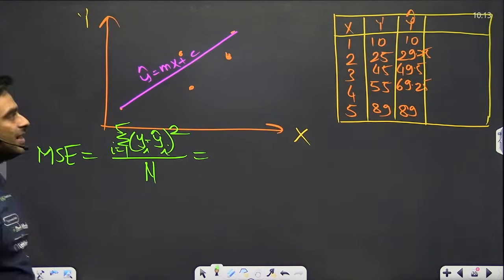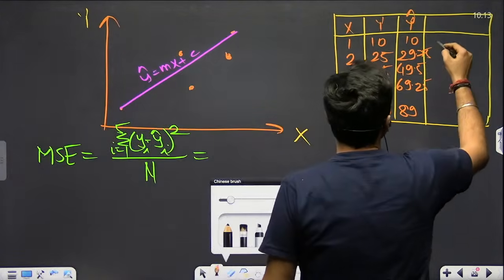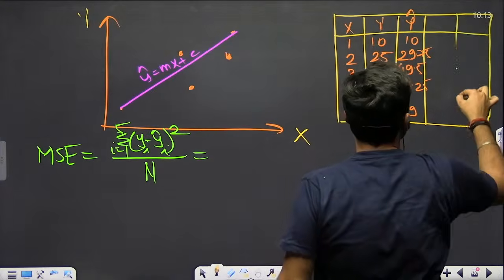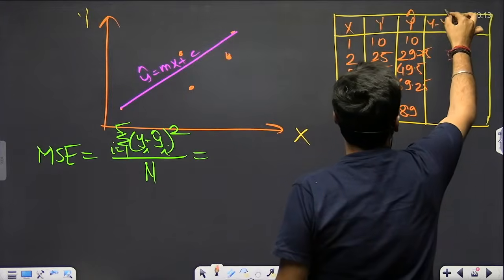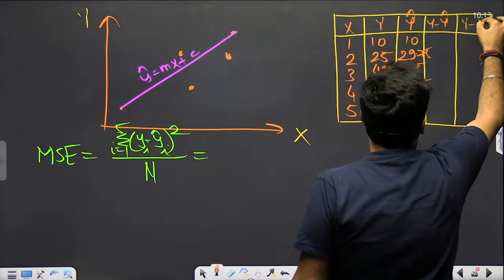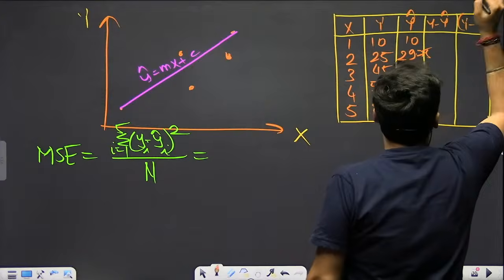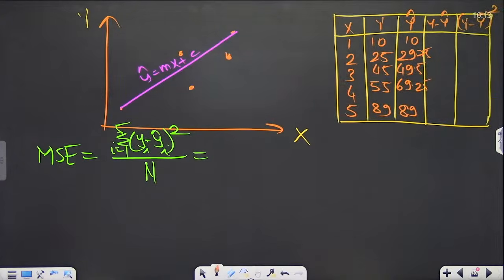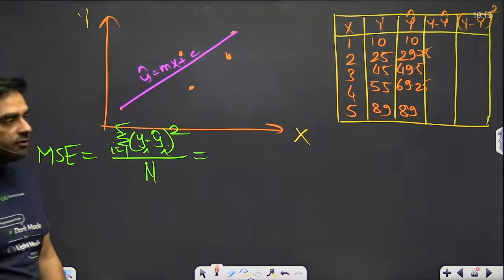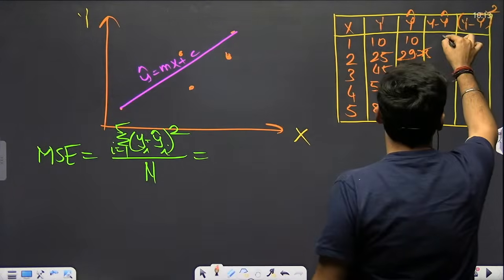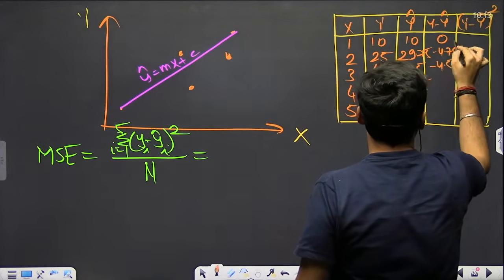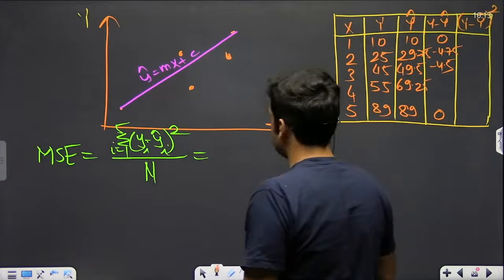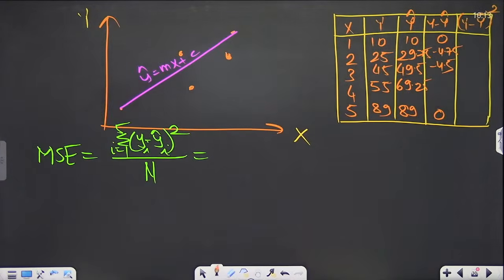So what is yi minus y hat? In the next column, I can calculate yi minus y hat. Then in the next column, I can calculate (yi minus y hat) whole square. I would just be writing the points: 0, minus 4.75, minus 4.5.